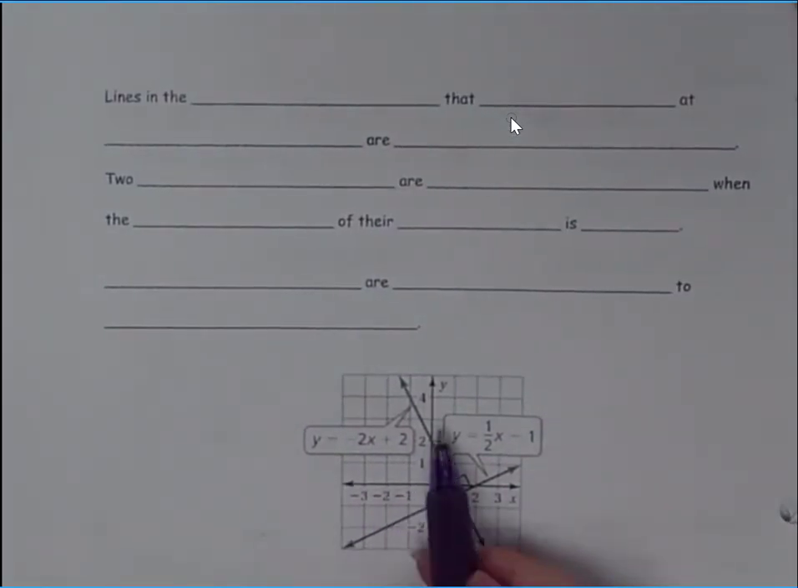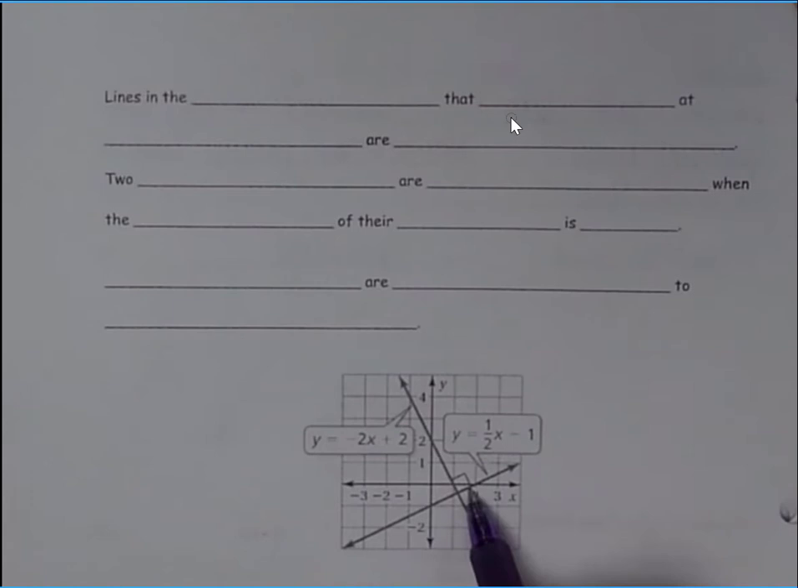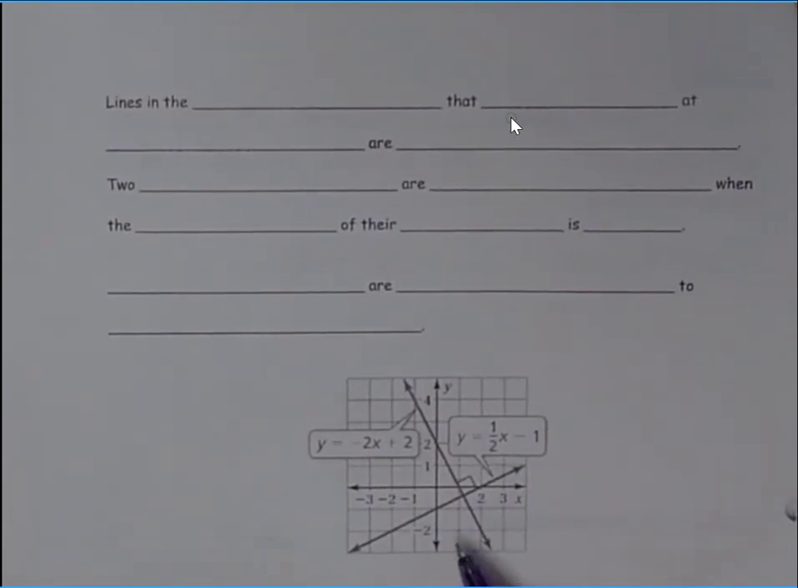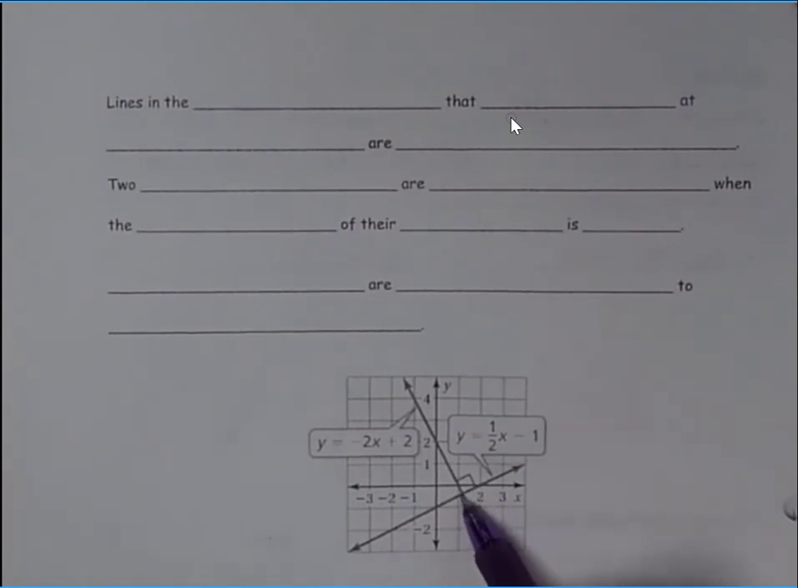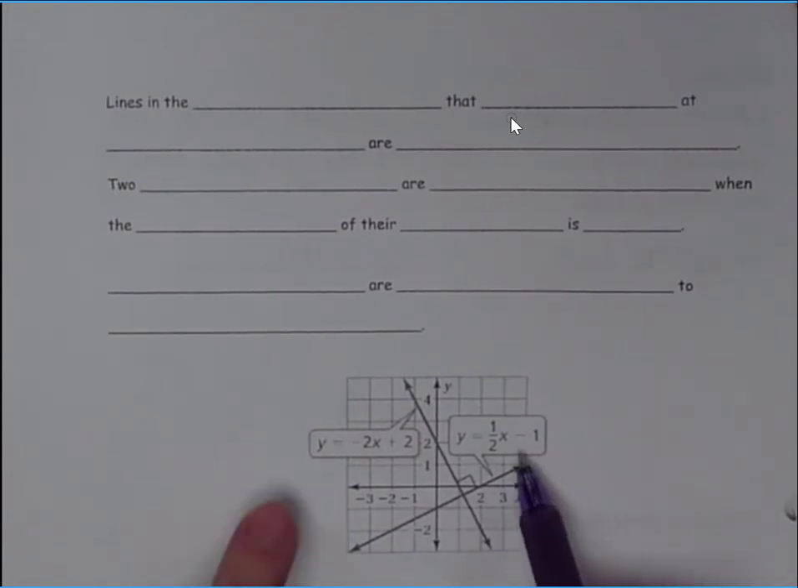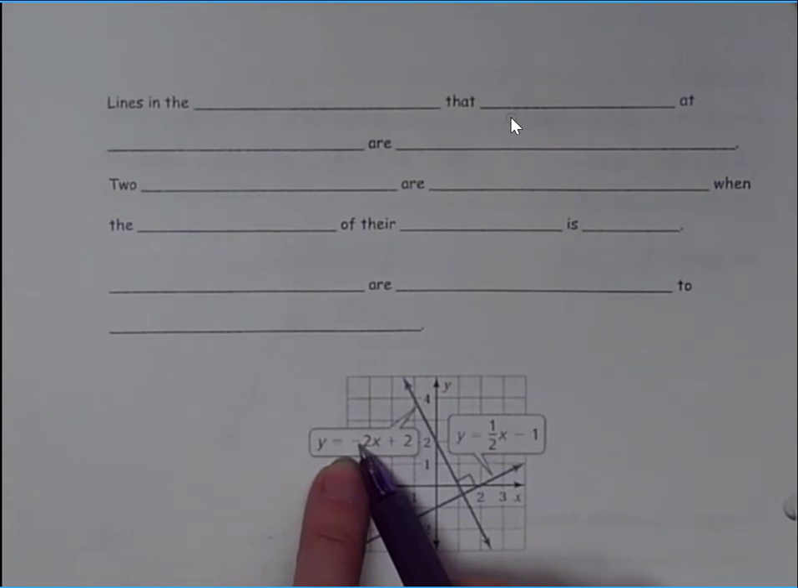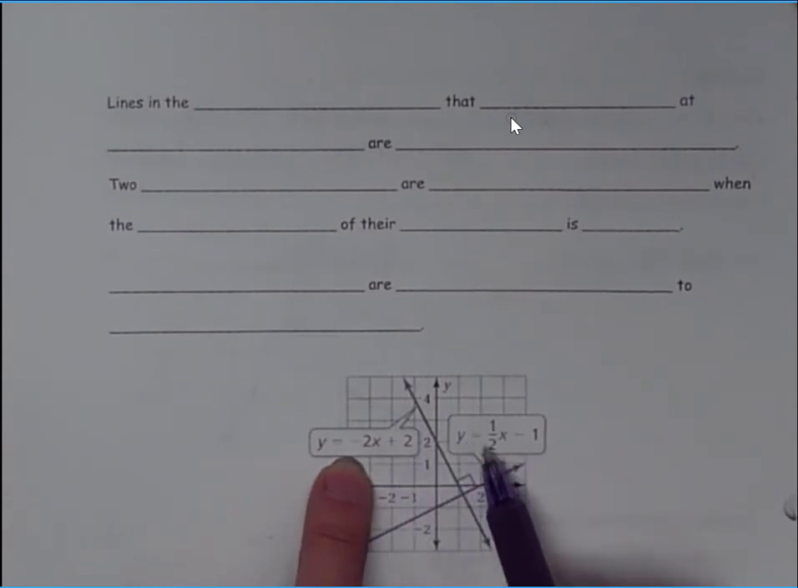Now, let's take a look at these two lines right here. These lines are perpendicular. Now, I know they're perpendicular because perpendicular lines are marked by a right angle. That means two lines intersect, forming a right angle. Now, notice the slope. This slope is -2, and this slope is 1/2. 2 and 1/2 are reciprocals, but this one's negative and this one's positive.